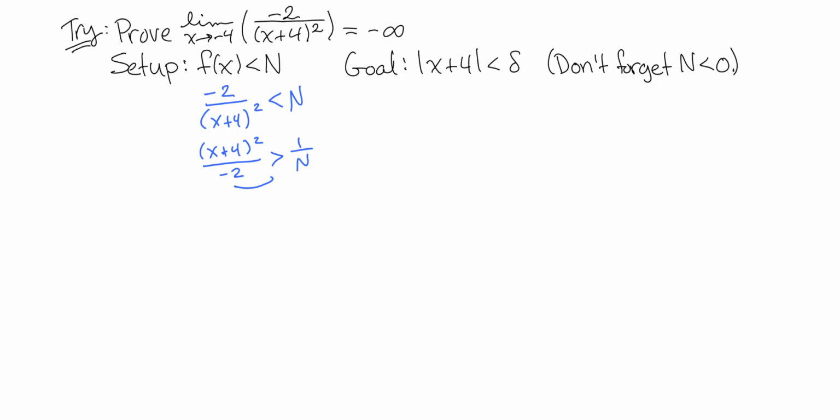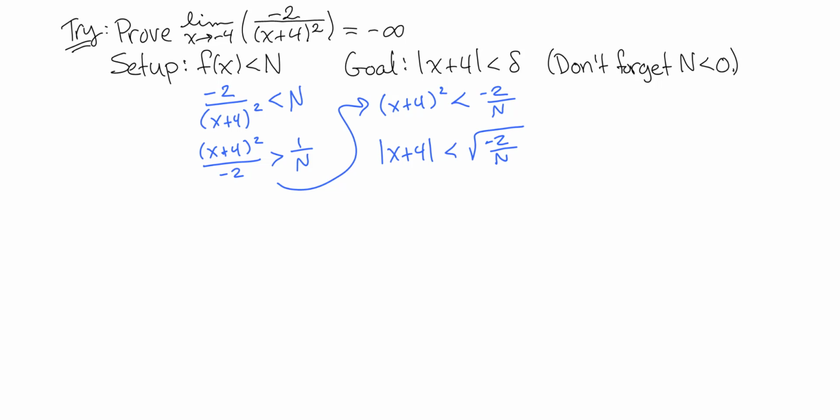So now I want to bring this negative 2 to the other side by multiplying. But when we multiply by a negative number, that means we're going to flip the inequality again. So now we have the quantity x plus 4 squared is less than negative 2 over n. So we can take the square root of both sides, and that introduces the absolute value on the left, and then we have that less than the square root of negative 2 over n. This inequality matches the inequality we were trying to get. So we'll say let delta equal the square root of negative 2 over n.